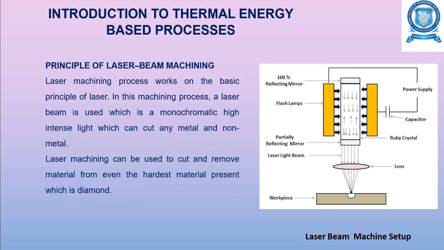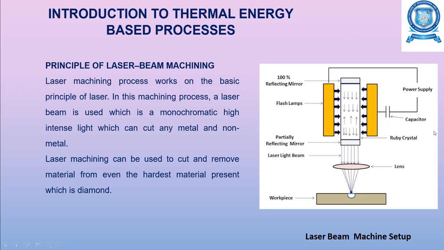So, the principle of laser beam machining. The basic principle involved here is the laser. You can see a laser beam is made to focus on the workpiece through the lens. In this machining process, a laser beam is used, which is a monochromatic high intensity light, and this can cut any metal and non-metal. This machining can be used to cut and remove even the hardest material present, which is diamond.